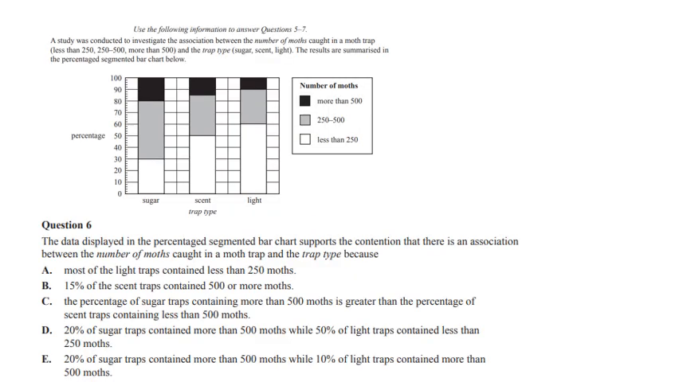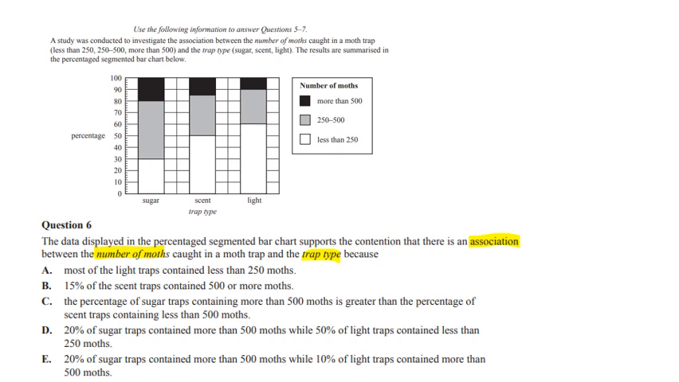Okay, long wordy question, but as always, we've got to make sure that we're not just saying why one is right, but why the others are wrong, and that's proper learning. So we're looking for an association between the number of moths that are caught in the moth trap and the trap type. Now let's have a look at some of these answers.